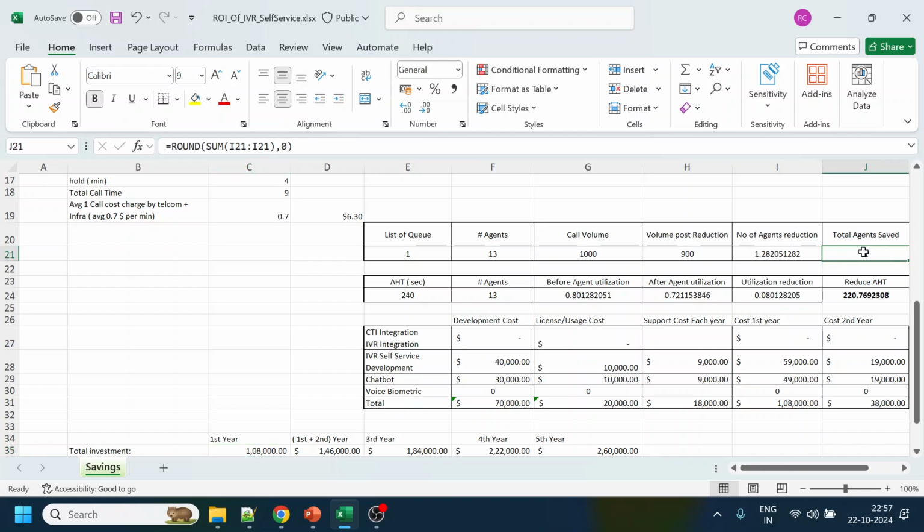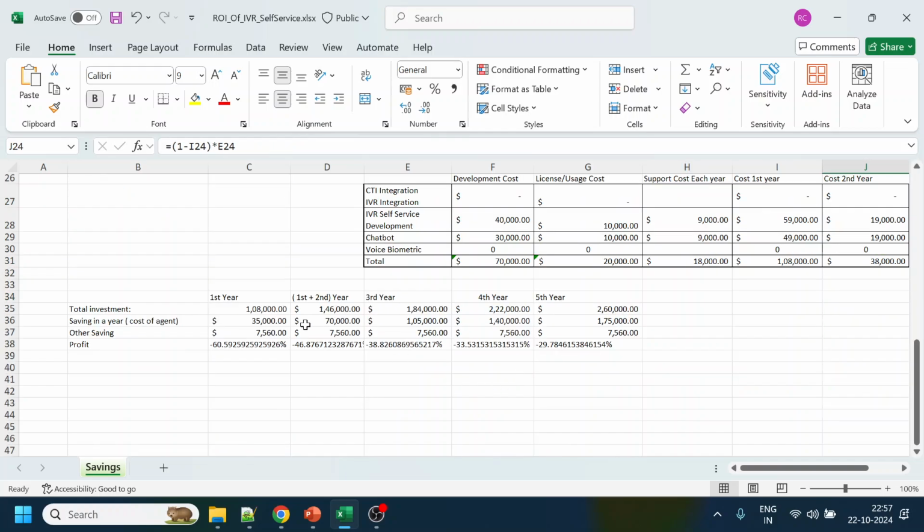Okay, and if it does not invest in that agent, or still utilizes the agent, there is also a reduction of the AHT, right? So that thing I have mentioned over here. So initially they invest this much, and this is the profit they will get, and this is the 60%, still negative. So till 5 years also there is no return.